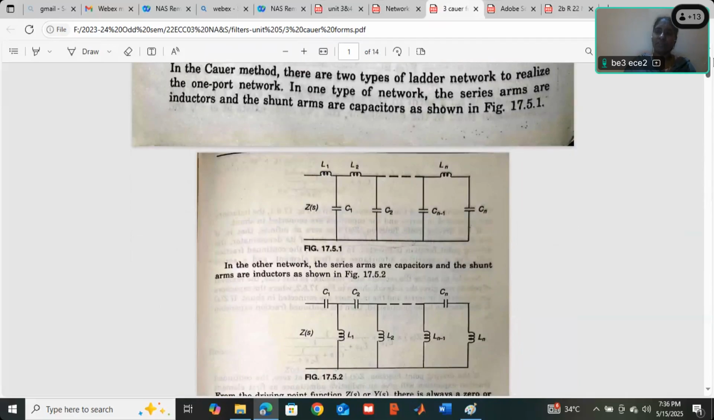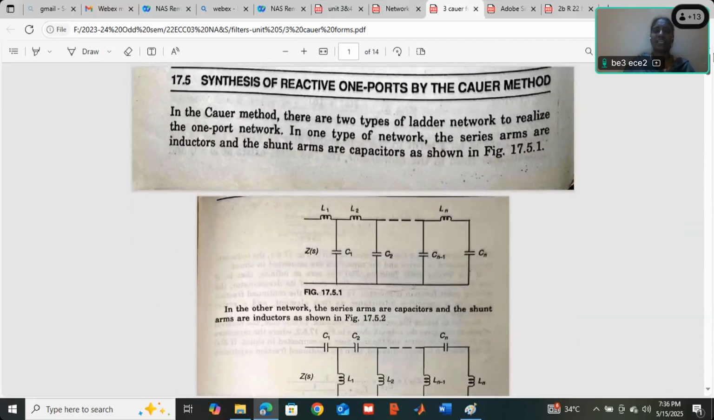Again we have RL network, RC network, LC network. Similar 6 combinations are there in Cauer form also. First form has 6 combinations, Cauer form also has 6 combinations. Now we are dealing with Cauer form.